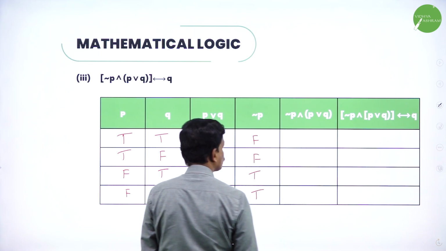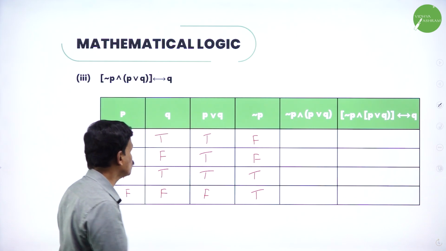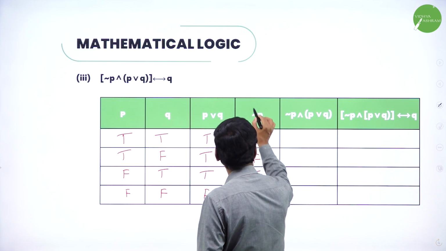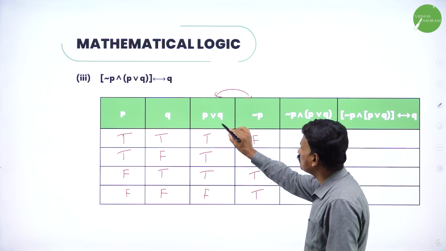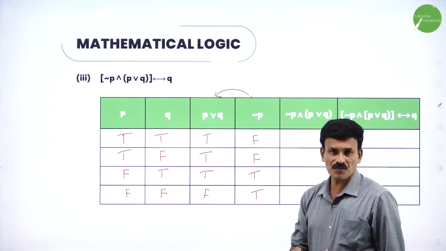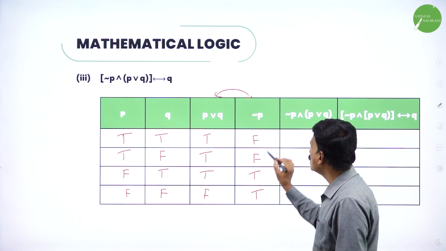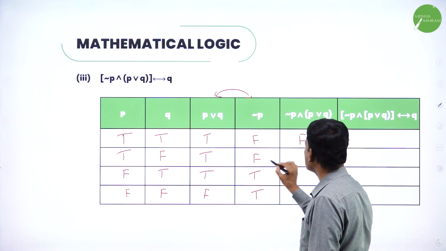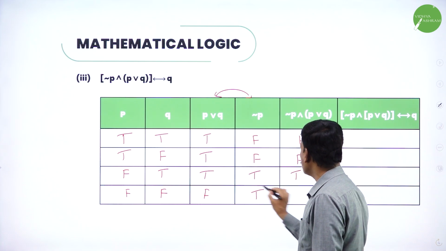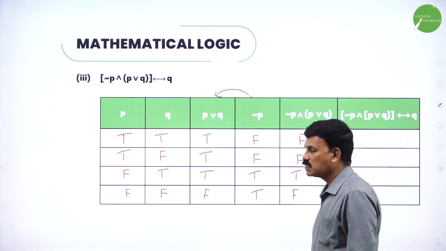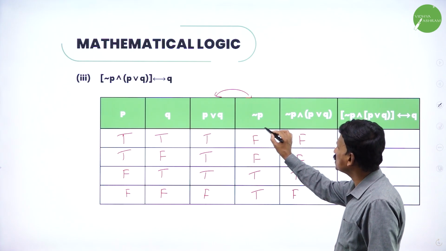Now, next. Negation of P conjunction P disjunction Q. So the conjunction for these two. In case of conjunction, true and true is true. In all other cases, it is false. So false and true is false. False and true is also false. True and true is true. True and false is false. This is the conjunction, sorry, not disjunction. Conjunction of negation P conjunction P disjunction Q.